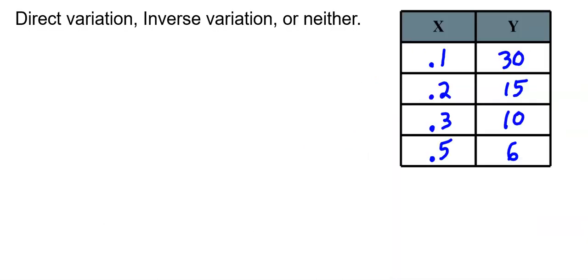Okay, these are a little tougher, so you want to figure out, is it direct, is it inverse, or is it neither one? Because that's actually a possibility. So if you look at x, it looks to be increasing. It's going from 0.1 to 0.2 to 0.3 to 0.5. Y is decreasing, so I'm thinking maybe inverse, but I have to check it, right?